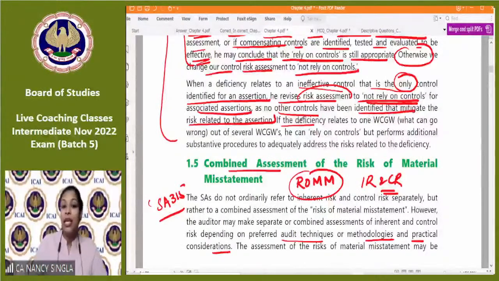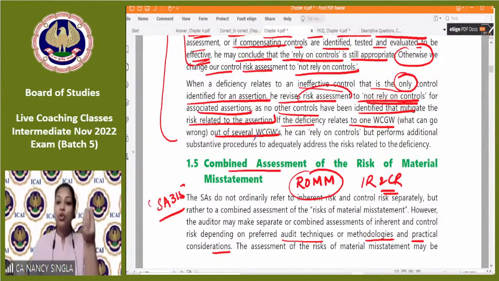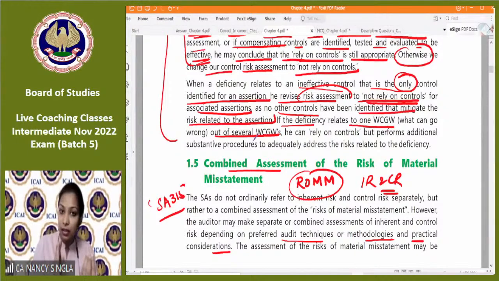Now, if the deficiency is related to one what can go wrong out of several what can go wrongs. So, if an internal control has been implemented for 4-5 issues, now with respect to one issue, the internal control is not working properly. However, with respect to the remaining 3 or 4 issues, the internal control is operating effectively. So, the auditor can rely on that control. However, with respect to the area which can go wrong, where the internal control on that particular assertion is not operating effectively, he may extend his audit procedure, he may perform additional audit procedures.